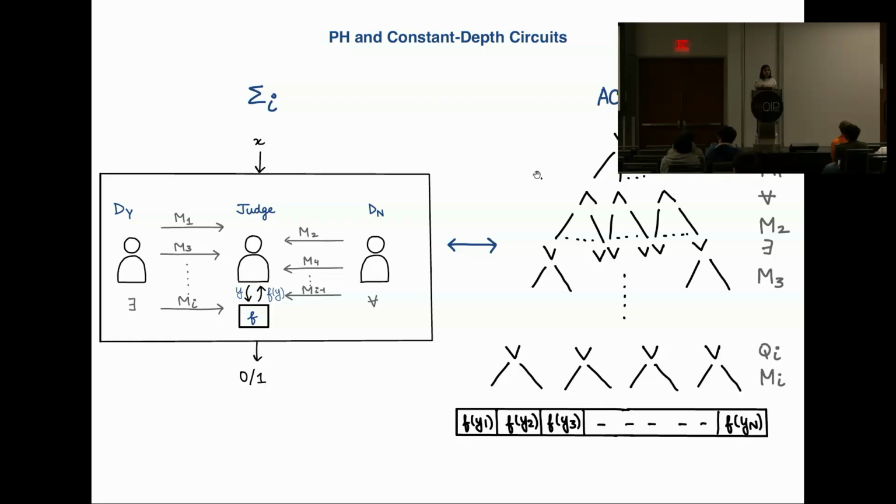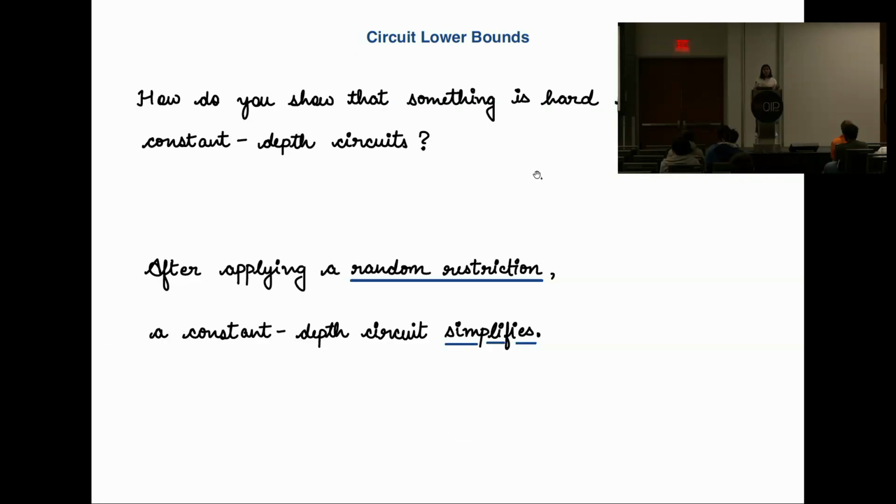And then using their work, if you can show that some function is hard for depth I classical circuits, then you can also construct a problem that is hard for Sigma I in the oracle model. So now we can forget about Sigma I and debaters and judges and protocols, and we can just focus on showing circuit lower bounds for constant depth circuits. So then how do you show that something is hard for constant depth circuits?